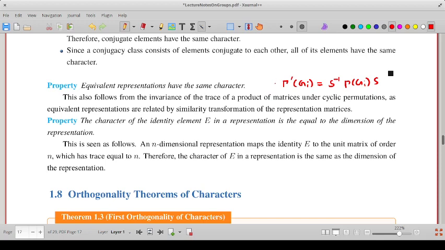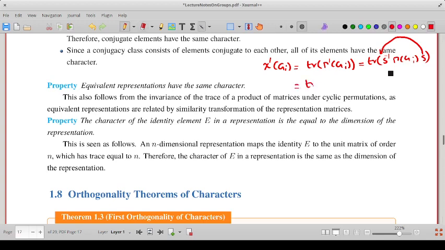So if I calculate the trace of gamma dash Gi, which I may call chi dash of Gi, this will be the trace of S inverse gamma Gi S. But then because I can cyclically permute these matrices within the trace operation, I can take this to the left of S inverse, then S times S inverse is the identity matrix. Identity matrix times gamma Gi will be gamma Gi, and therefore this will be equal to the trace of gamma Gi.